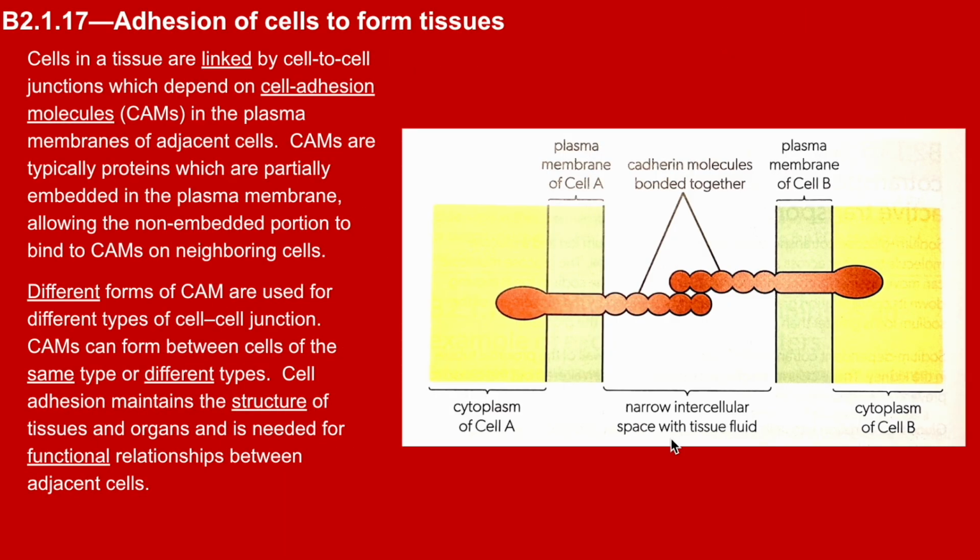Okay, lastly, adhesion of cells to form tissues. All of our cells don't just run around raucously. Instead, they form tissues, and that's because the cells are going to be adhering to each other. So here's an example of cell adhesion molecules, or CAMs. They're embedded in the plasma membranes, and they can join together. They're typically proteins, and they allow for tissues to form instead of just having individual cells that aren't connected.